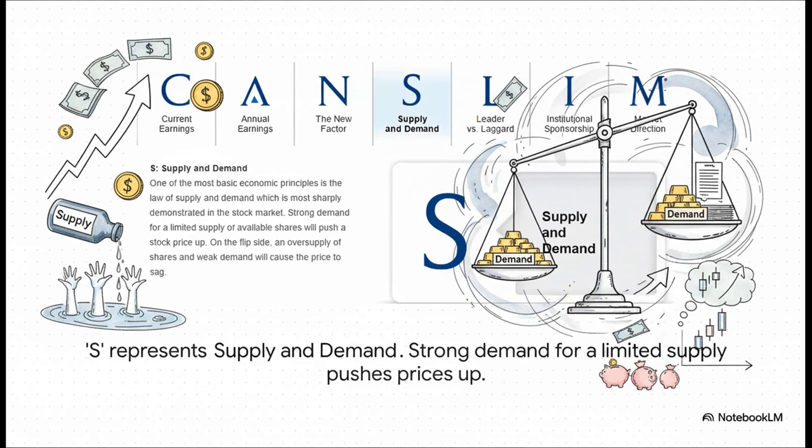When you have a lot of demand for a limited supply of something, the price has to go up. In the stock market, we're looking for companies with a reasonable number of shares available to the public, what's called the float. A smaller float means that when those big institutions start buying, their demand can have a huge, almost explosive impact on the stock price.